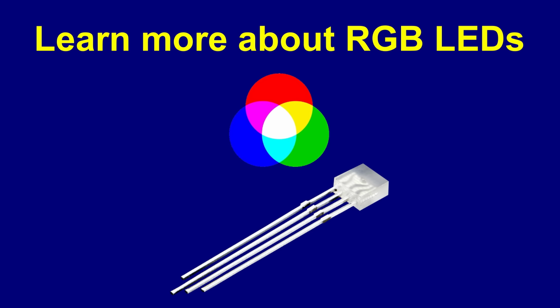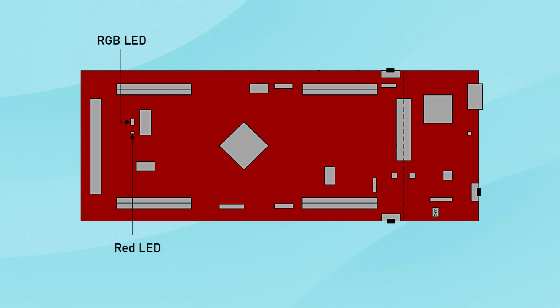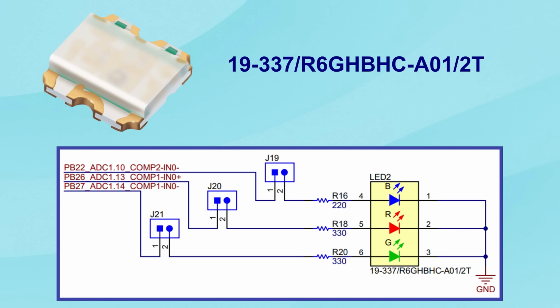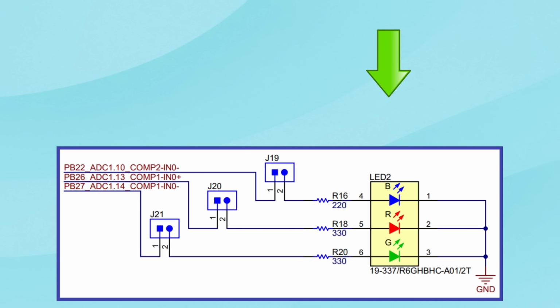The LaunchPad LP-MSPM0G3519 development kit includes 2 very useful LEDs for quickly testing firmware functionality, a standard red LED and, more importantly, an RGB LED. The RGB LED model is 19-337/R6GHBHC-A01/2T and consists of 3 internal LED diodes.